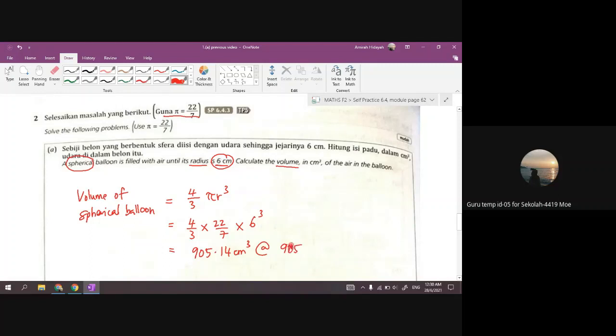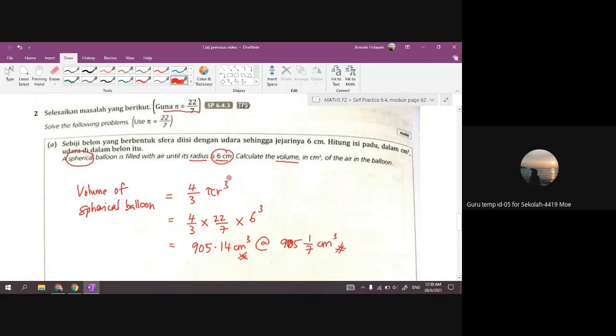So 905 1/7 centimeter cubic. So either one here is accepted. So this is like the easiest one because it is very straightforward.